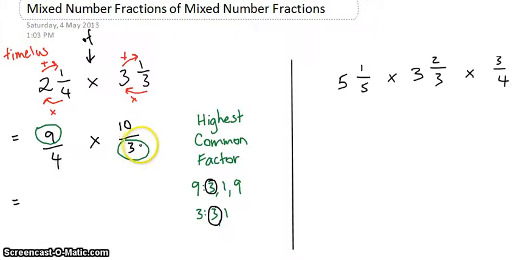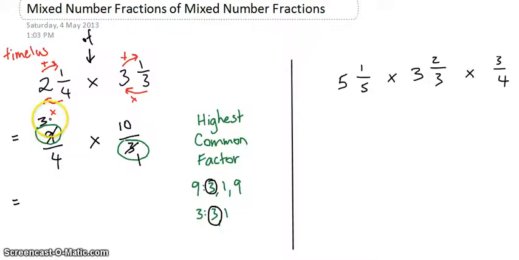So ask the question, how many times does 3 go into 3? Well, 3 goes into 3 once. So we simply change this 3 into a 1. And then we ask, how many times does 3 go into 9? And we know it goes 3 times. So we can change our 9 to a 3.